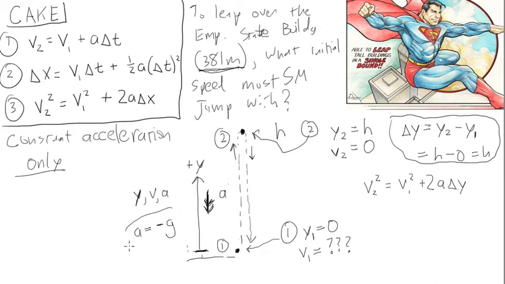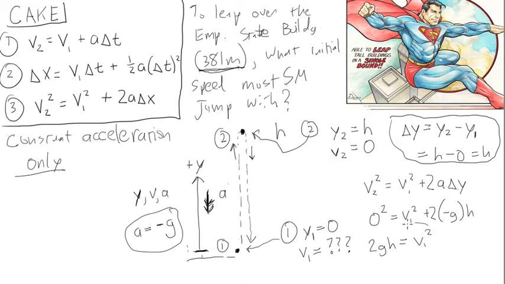We know that acceleration is negative g, right? And so it's that. Delta y, v1 is our unknown, and v2 is 0. So what we're going to do is say 0 squared equals v1 squared plus 2 times negative g times h. And so, of course, this just becomes minus 2gh. And what I'm going to do is take this whole thing here and flip it over to the left side. And now I'm going to say 2gh equals v1 squared. And then it's not very hard because we want to solve for v1, right? We know g, we know h.